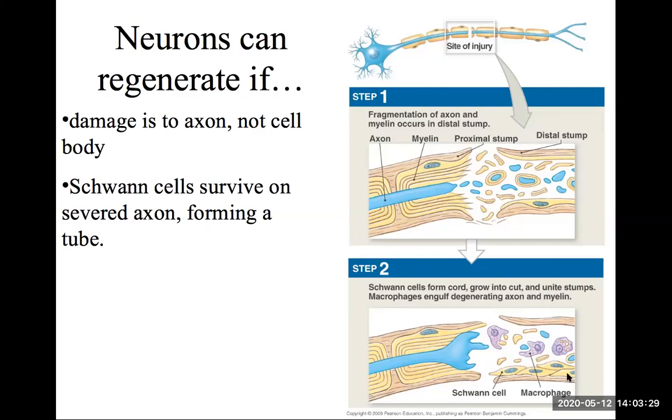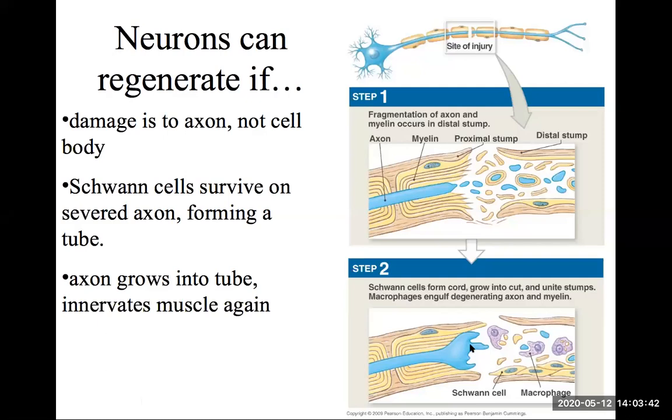The Schwann cells, which give you myelination, are going to survive. And what that does is it leaves a little tube of Schwann cells. And that tube acts to help guide the end of the axon. So this axon, which is still alive, is going to start growing very slowly. This takes a long time, but it's going to grow very slowly along this tube. And eventually, if you're lucky, it can reinnervate its original effector.